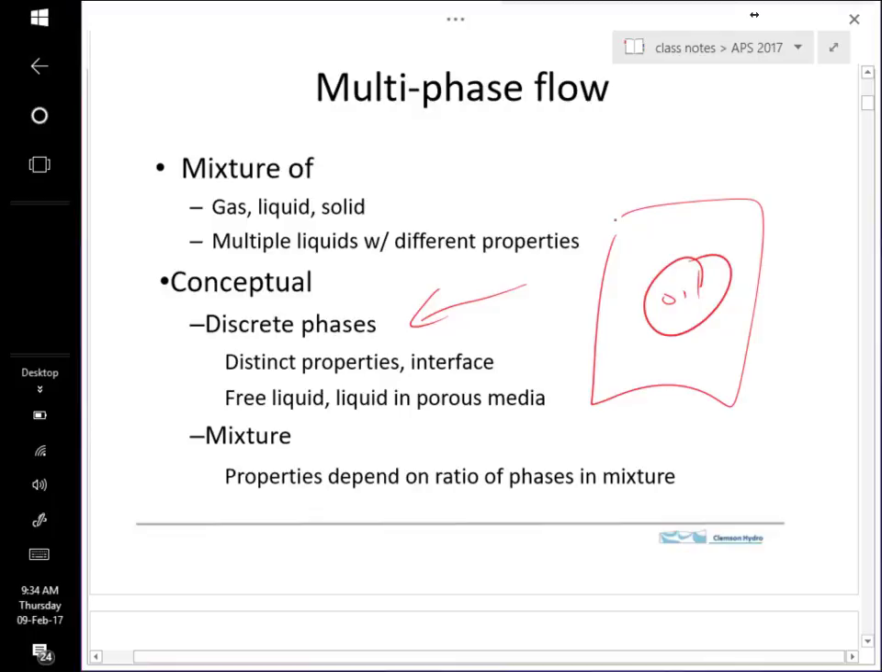But then, you could visualize this as a matter of scale. We could have a mixture where there were many oil droplets, for example, or many droplets of some separate phase in there. And we don't want to treat each one individually. We want to treat this as a mixture that has its own set of properties. Okay, so those will be the two approaches.